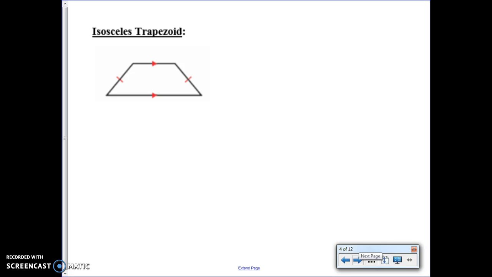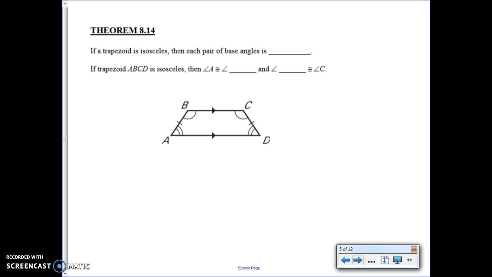Okay, a special kind of trapezoid is an isosceles trapezoid. So an isosceles trapezoid is a trapezoid with congruent legs. Just like an isosceles triangle is a triangle that has two congruent legs, an isosceles trapezoid is a trapezoid with congruent legs. We know a few things if we have an isosceles trapezoid.